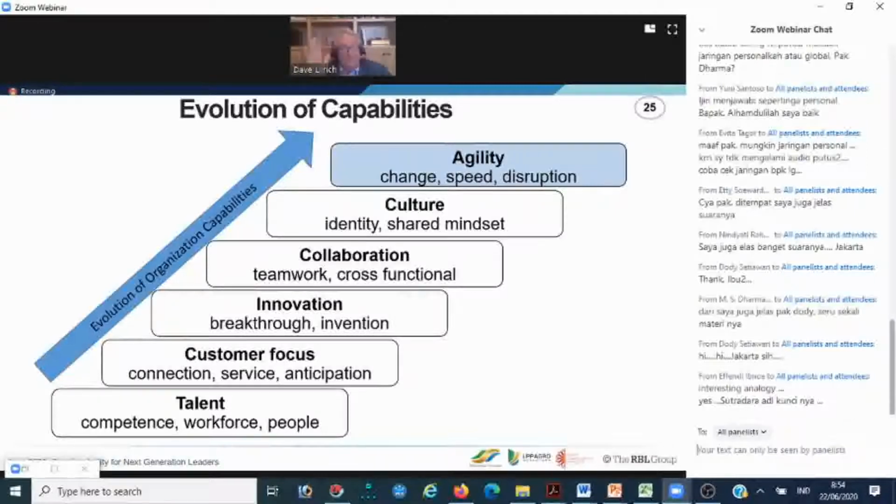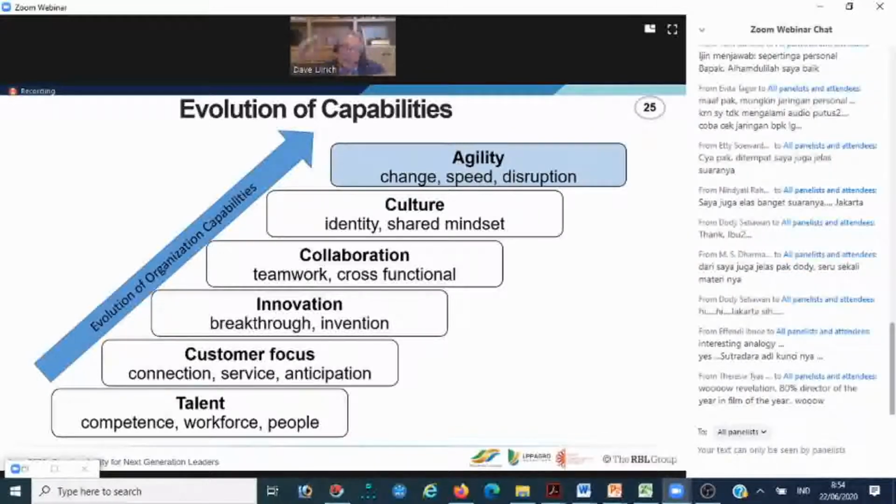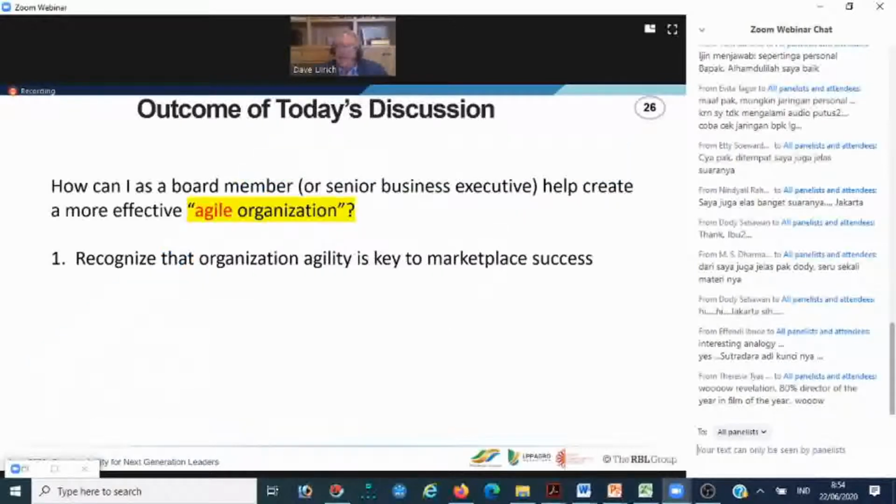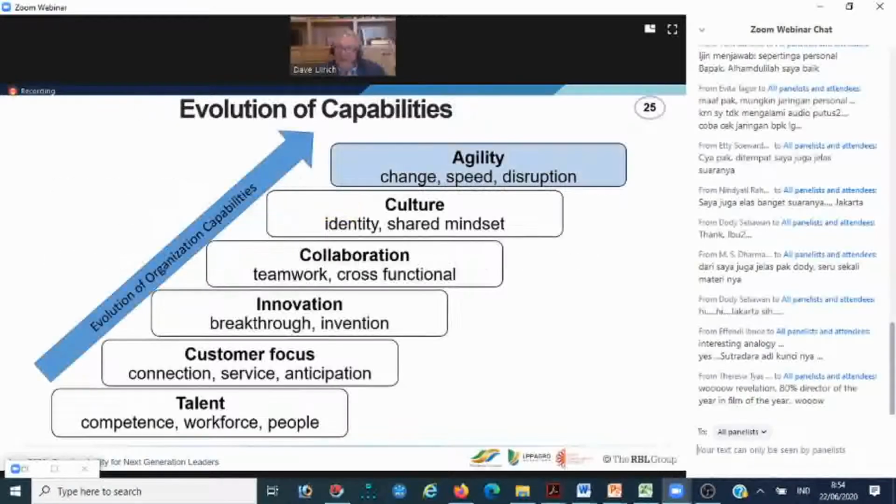A few years ago, culture was the word of the year. Today, it's agility. What does my organization have to be good at? Now, you can't have agility without the culture, without the collaboration, without innovation. But the evolution of the critical organizational capabilities is quickly moving to agility. And the answer why is really simple, because the world is changing. The world is changing so quickly.